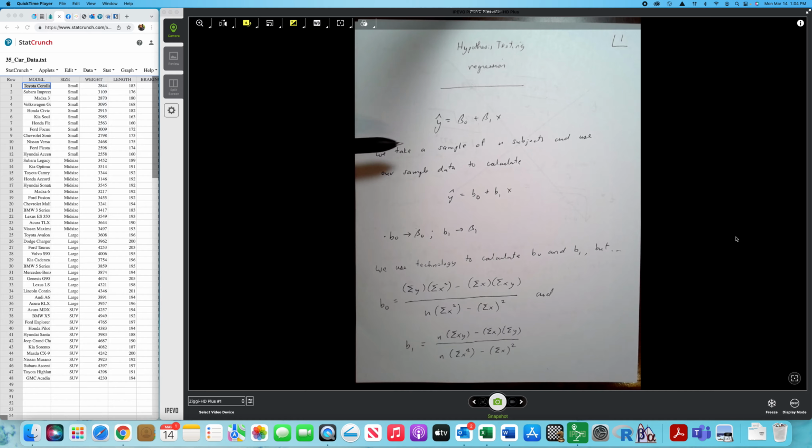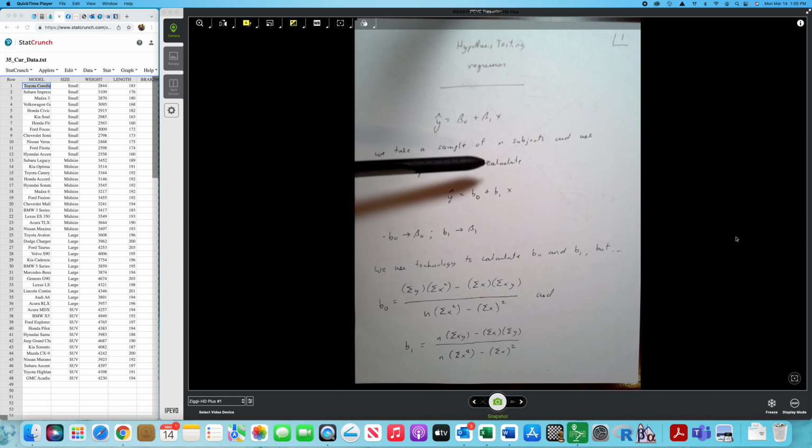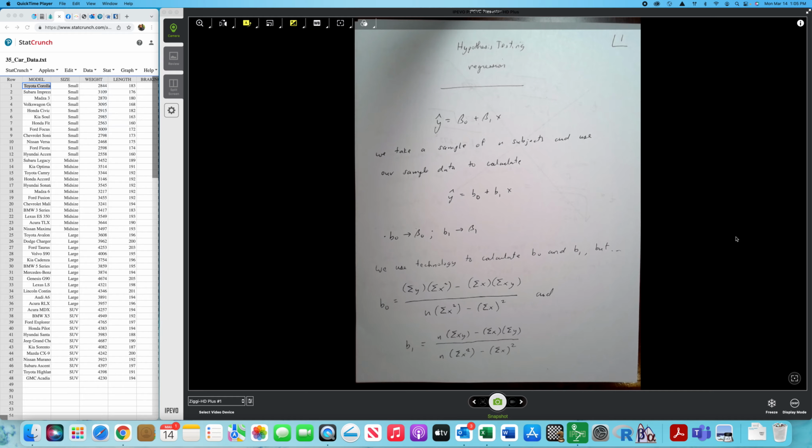And we dive into our population. We take a sample of N subjects, and we use our sample data to calculate our sample model. So we'll have a sample intercept and a sample slope. And this sample intercept can be used to estimate the value of the population intercept. The sample slope can be used to estimate the population slope, as I've stated right here.